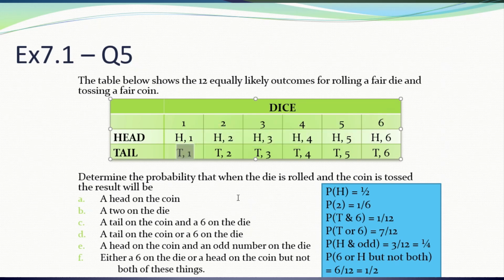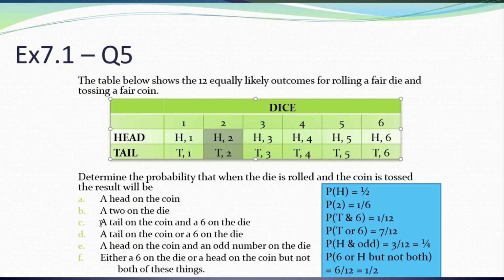Like that. Okay, determine the probability that when the die is rolled and the coin is tossed, the result will be a head on the coin. So how many do you have with a head on the coin? 1. Here also got head, head, head. So you have 6 out of 12. Answer is 1 over 2. A 2 on the die. A 2 on the die is here. 2 out of 12. Answer is 1 over 6.